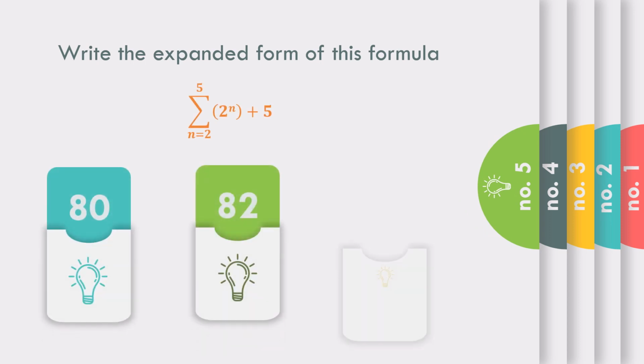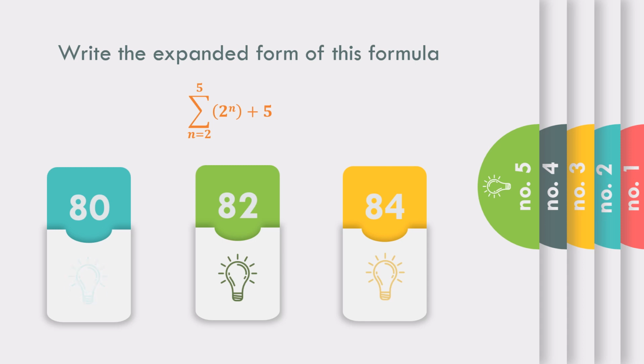Question number 5. Summation of 2 to the n plus 5, n is equal to 2 up to 5. Replace the value of n by 2, 3, 4, and 5. What do you think is the answer? It is 80, 82, or 84. Any idea? Correct. The answer is equal to 80.